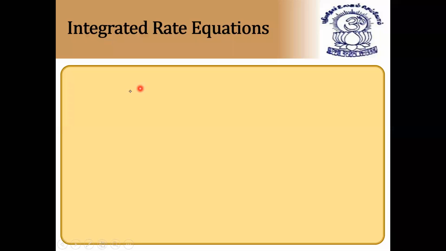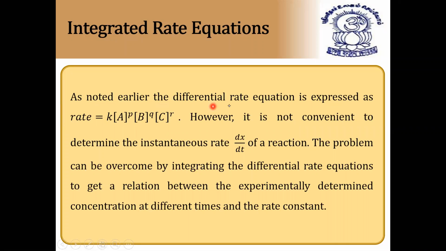Let us see now. As noted earlier, the differential rate equation is expressed as rate is equal to k into concentration of A to the power of p, concentration of B to the power of q, concentration of C to the power of r. However, it is not convenient to determine the instantaneous rate, that is dx by dt, of a reaction. So the problem can be overcome by integrating the differential rate equations to get a relation between the experimentally determined concentration at different times and the rate constant.